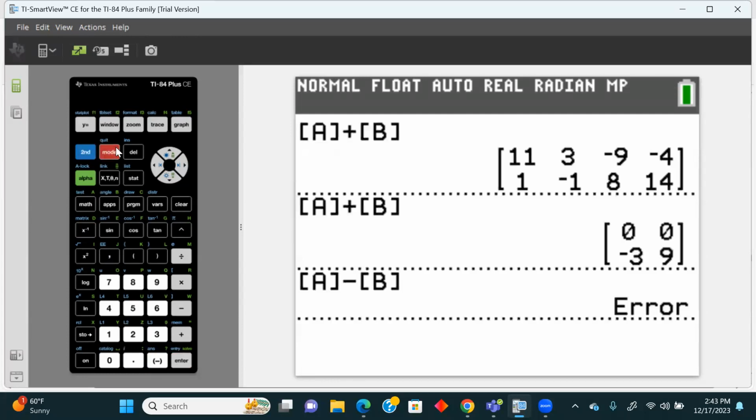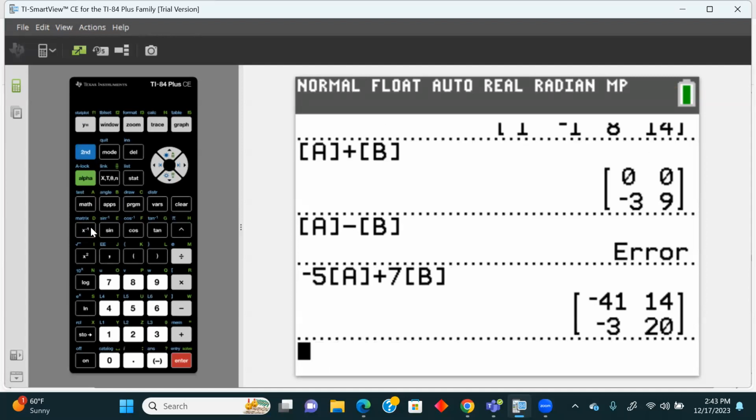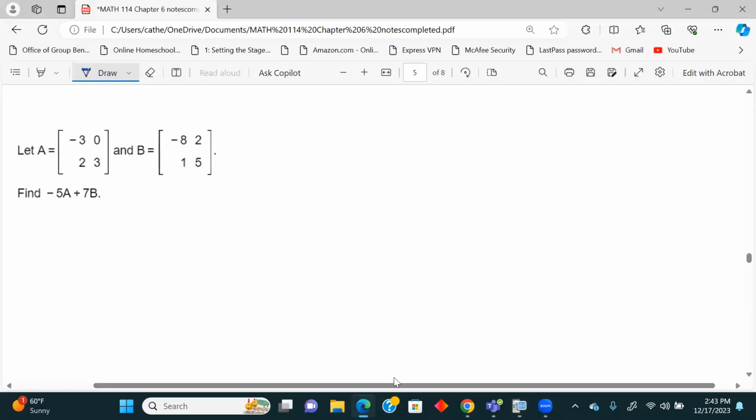All right, so we're going to put this in like we see it on the paper. We have -5A plus 7 times B. So 7. And you don't have to put the multiplication there. It's going to read it as multiplication. And that is the resulting matrix. And again, those are just some basic operations, addition, subtraction, and our scalar multiplication. And that is it for section 6.4.